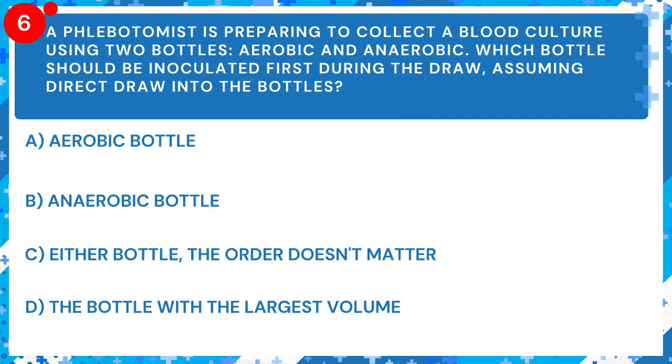Question 6. A phlebotomist is preparing to collect a blood culture using two bottles, aerobic and anaerobic. Which bottle should be inoculated first during the draw, assuming direct draw into the bottles? A. Aerobic bottle. B. Anaerobic bottle. C. Either bottle, the order doesn't matter. D. The bottle with the largest volume.